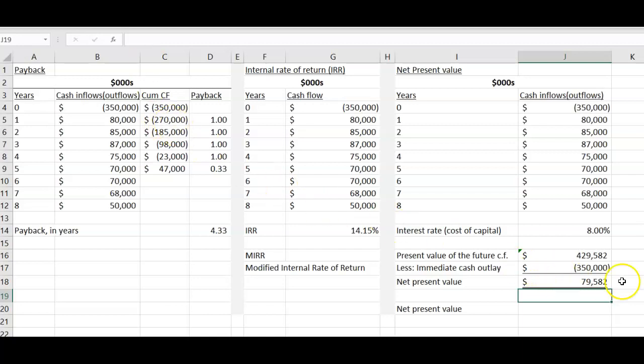Okay, so the net present value is 79,582. Now, let's explain what that means. This means that if we take on this project or this course of action and we spend $350 million and we anticipate getting these kinds of cash flows for the next 8 years, it means that the wealth of the company is better off to the tune of 79,582,000. So keep in mind this is an estimate. So the company would be better off by taking this project on.